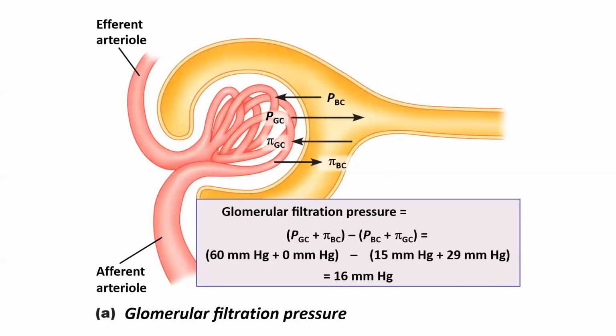So we've got our 60 plus 0, and then we subtract out 15 plus 29. So that's a total glomerular filtration pressure of 16 millimeters of mercury. All right, for reference, make sure that you're able to calculate this, but also able to walk through this, because remember, we're assessing now in an essay type of assessment. So make sure that you're able to walk us through how you get this calculation in terms of recording a response in an essay format.